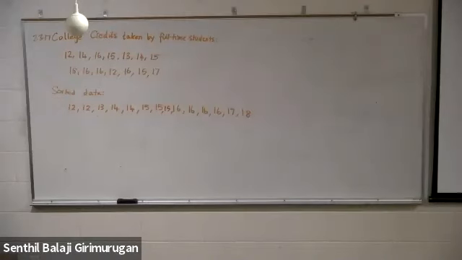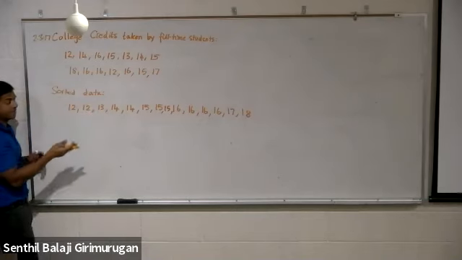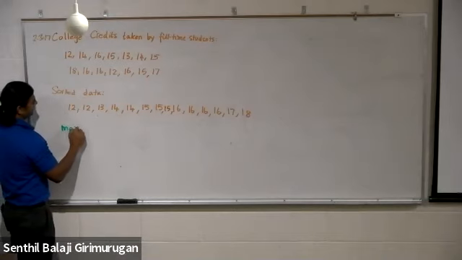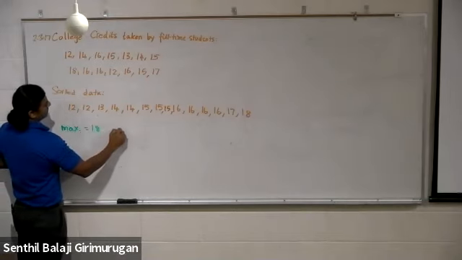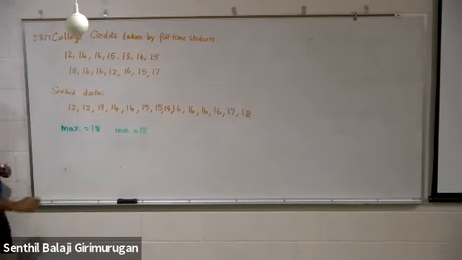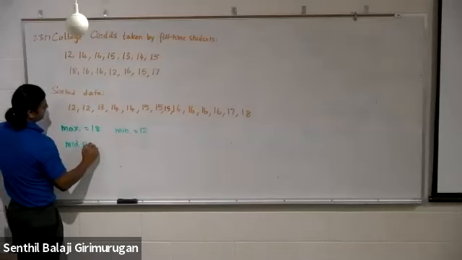So, college credits taken by full-time students. We want to find the mean, the median, the mode, mid-range. Mid-range is easy. Maximum plus minimum divided by 2. What is the maximum? 18. Minimum is 12. So the mid-range, 15.